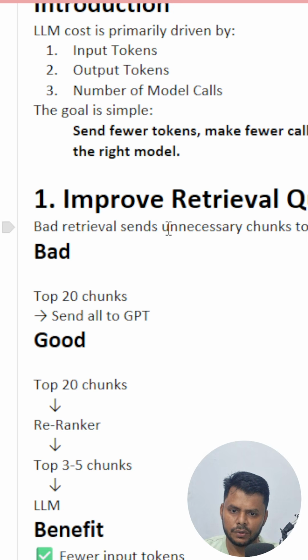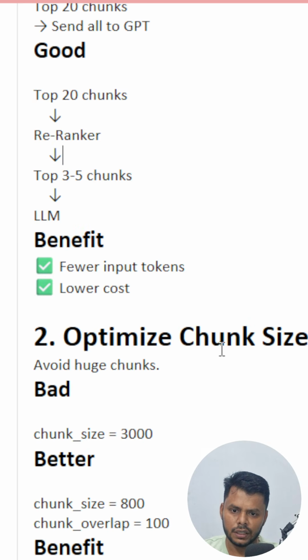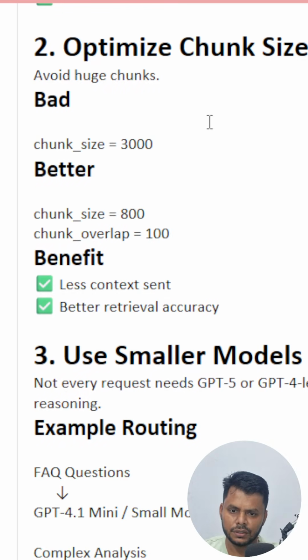So the first strategy is to improve the retrieval quality. We can use a better re-ranking model to get relevant chunks and then give them to the LLM. The LLM will respond with accurate information. What are the benefits of this strategy? It has fewer tokens, lower cost, and we have an optimized chunk size. Instead of giving a large chunk size, we give a smaller chunk size. In that case it will have less context to be sent, and better retrieval accuracy.